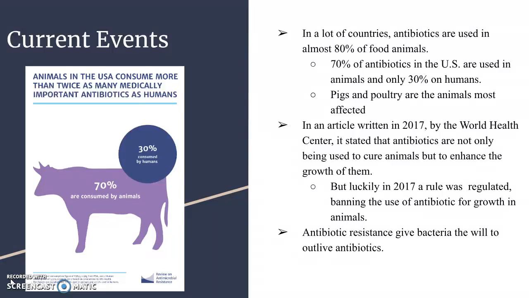Almost 70% of antibiotics in the US are used in animals, and only 30% of them are used on humans. As of now, pigs and poultry are the animals that are receiving from 5 to 10 times more antibiotics than any other. But the question you may ask is that why strictly just pigs and poultry?